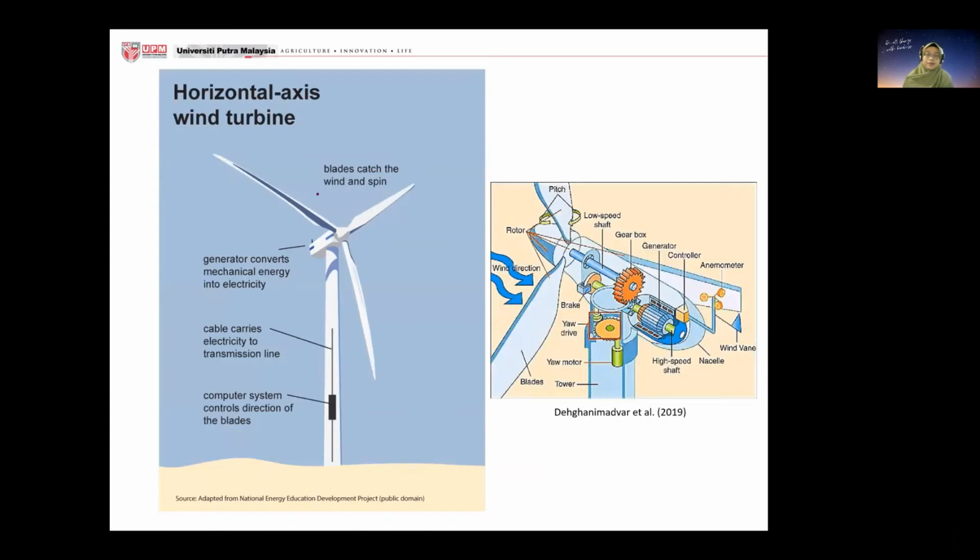So this is an example of a wind turbine. You have the blades which catch the wind and spin. And as it spins, look here, you will have the generator, because that mechanical energy can be converted into electricity. And then once the electricity is produced, you have the cable lines, and that cable will carry the electricity to the transmission line.